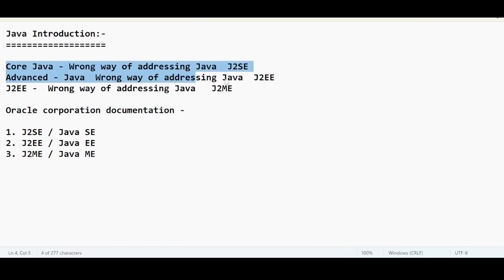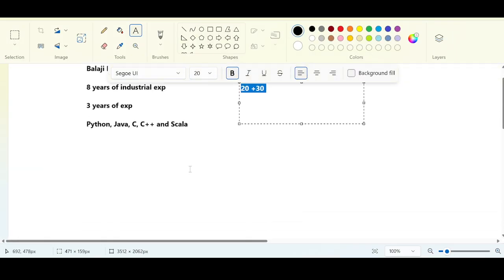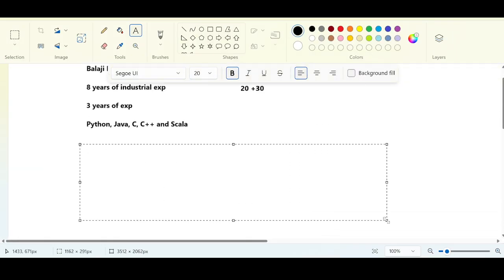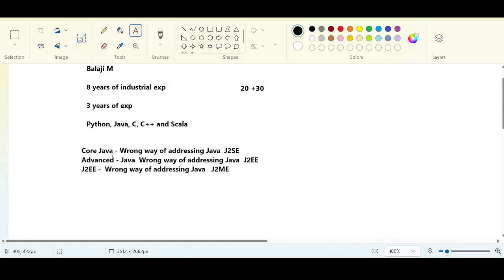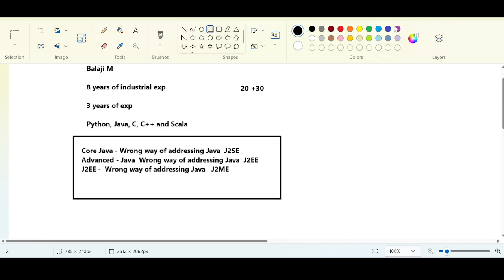Why am I telling you all this? Whenever you are preparing your resume, the resume is very important, isn't it? Yes or no? Never encourage these terminologies. Always ensure that you are not using core Java or advanced Java. J2EE you can use, but I will tell you how to use it. You cannot use core Java or advanced Java.